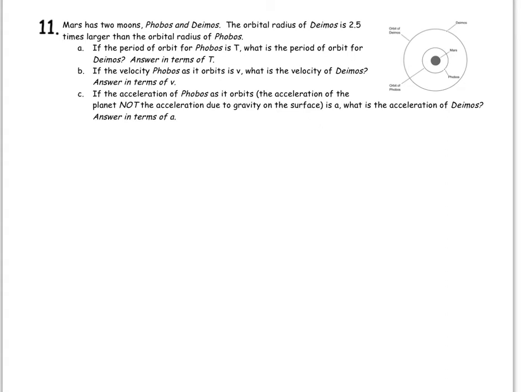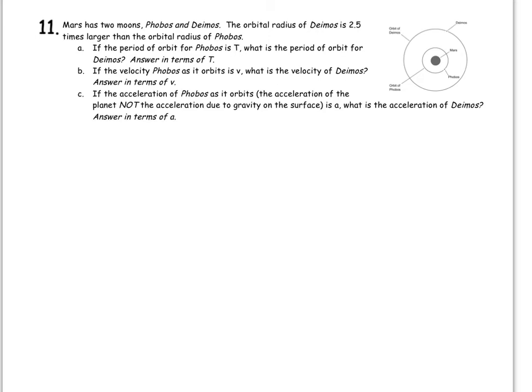So our next question here is about the two moons of Mars, Phobos and Deimos. And Deimos has an orbital radius that's 2.5 times larger than that of Phobos. And so for the first question, we're told that the orbital period for Phobos is t, and we want to find the orbital period for Deimos in terms of t.